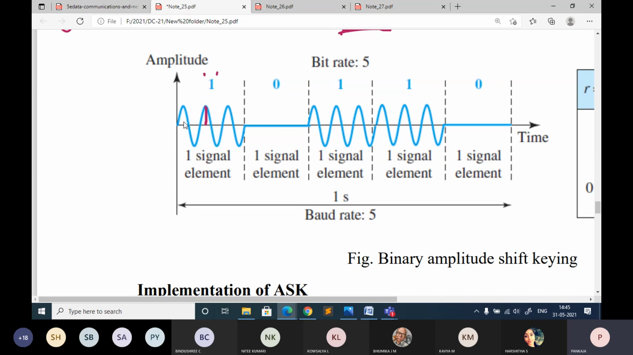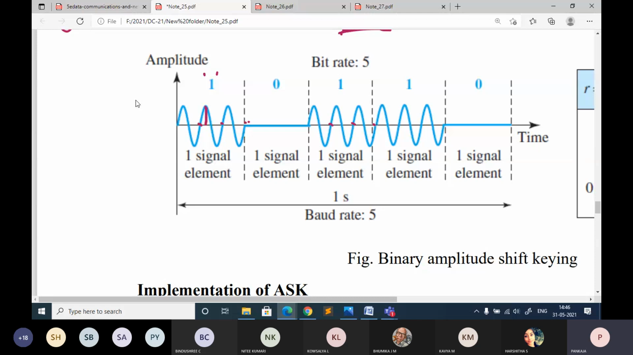Also you can observe here it has 1 cycle, 2, 3 cycles. It is going to be the same wherever you are representing the bit 1. You are just using 3 cycles to represent bit 1. Then you have to use the same thing wherever bit 1 comes, and wherever bit 0 comes, that amplitude is reduced to 0 voltage. Okay, I think it is quite simple to understand, there is nothing complex here.